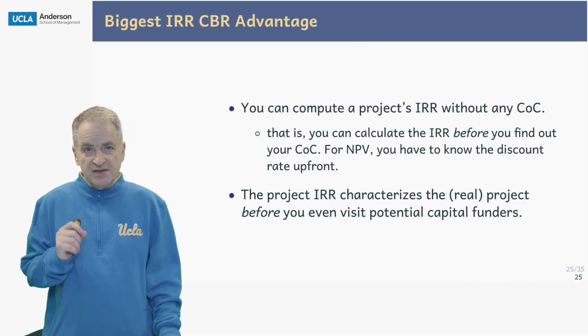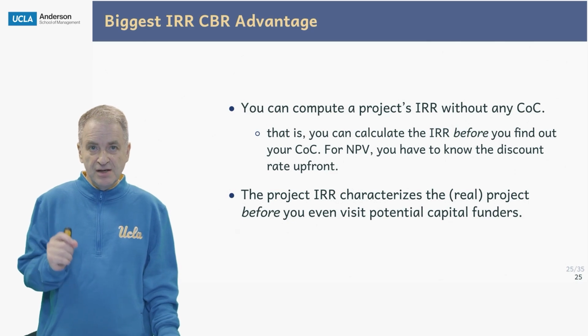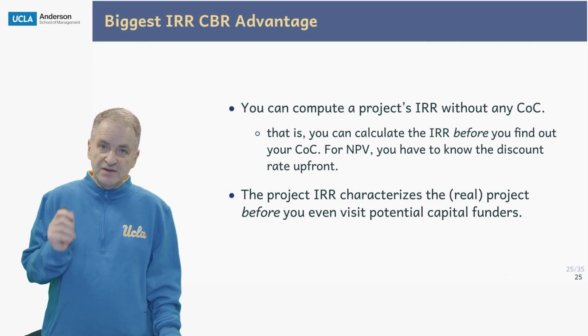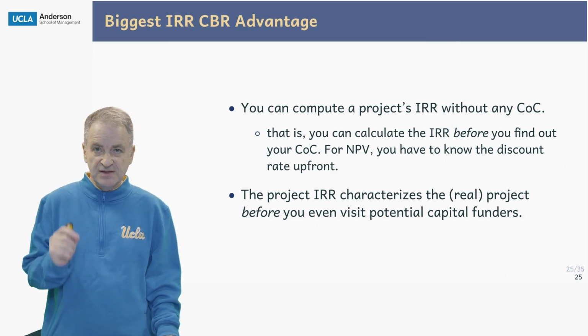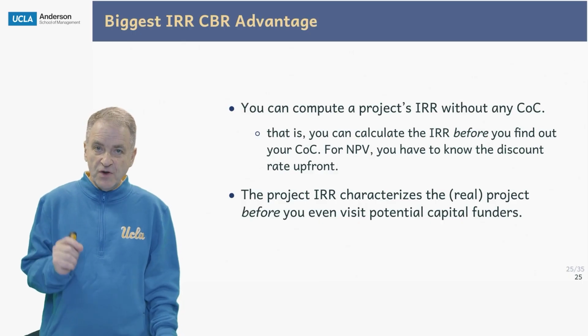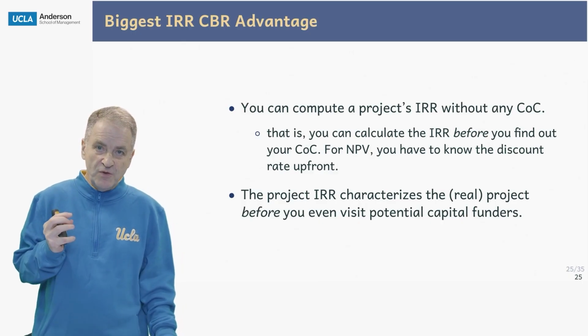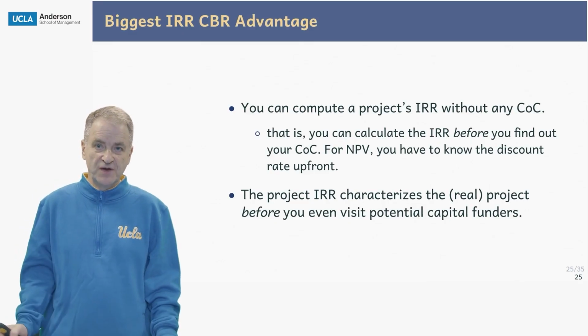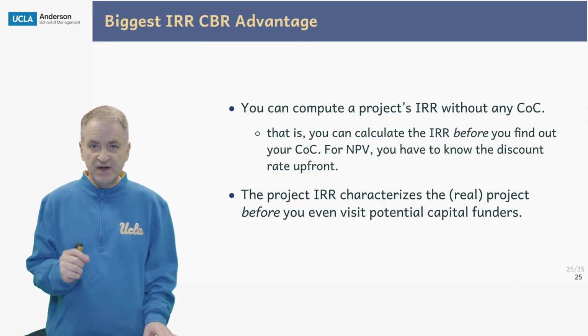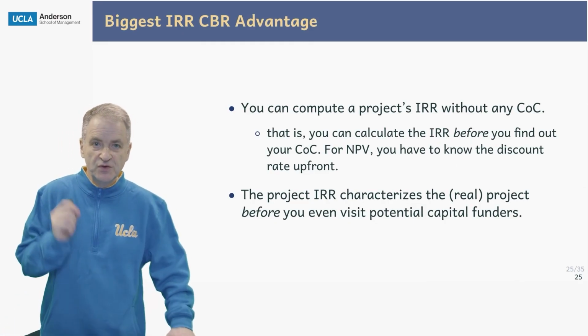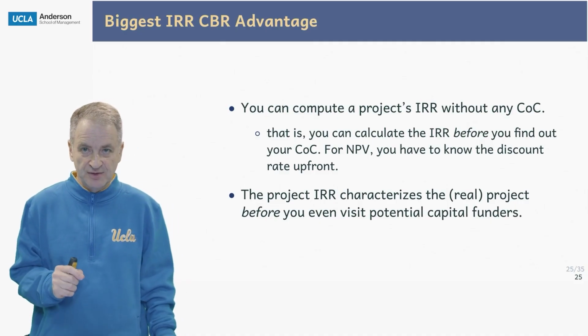The biggest advantage to IRR as a capital budgeting rule is that you can compute your project's internal rate of return before you try and ask people whether they will give you money, before you figure out what is your cost of capital. To do the net present value calculation, you have to know the discount rate up front.